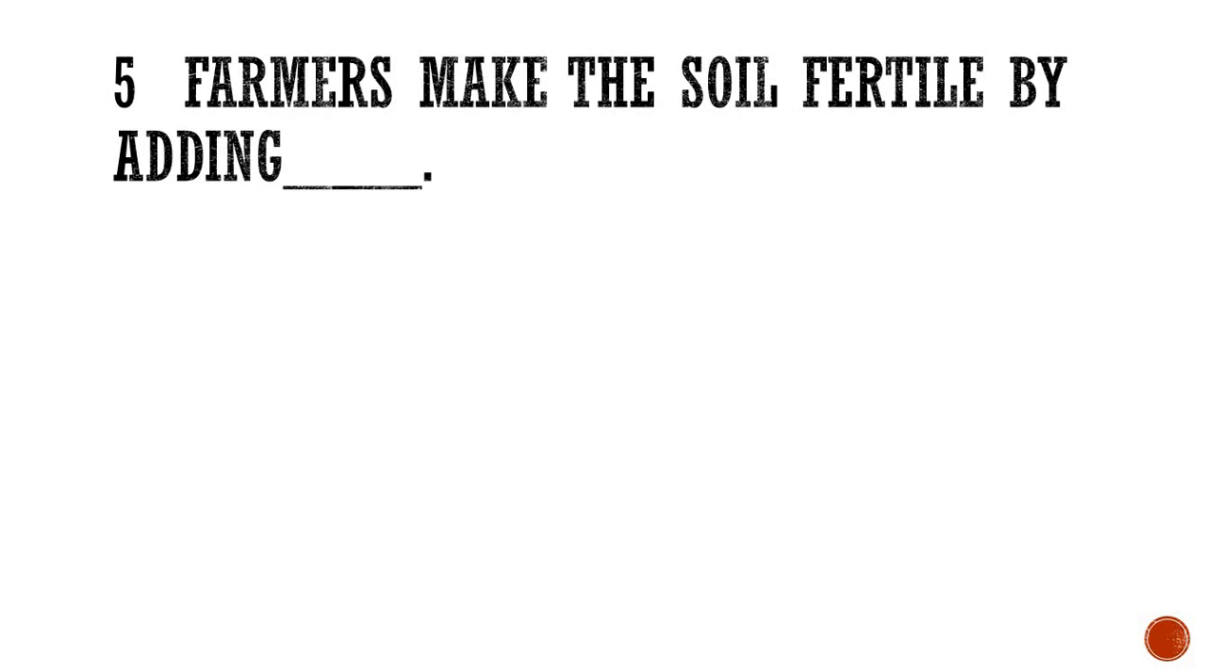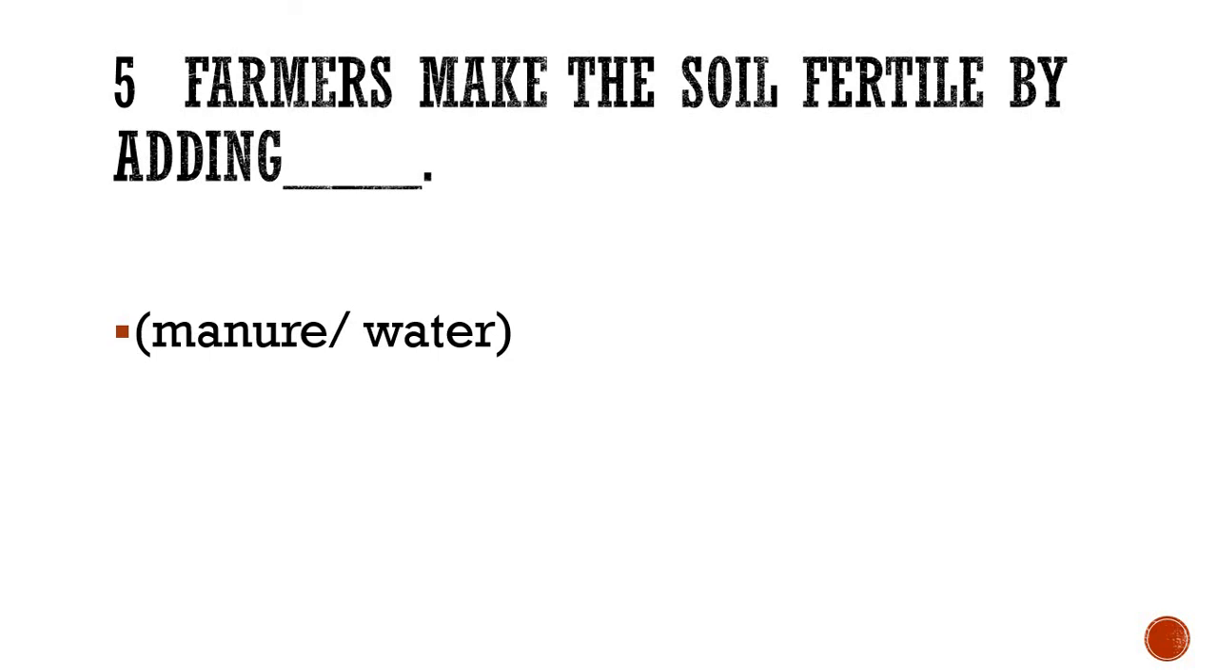Number 5. Farmers make the soil fertile by adding dash. See students, this is what we have discussed in a previous lecture as well, but in a different form. So if you have watched my lecture, you will be able to answer this one properly. So options are manure or water. Is it manure or is it water? Please select the answer and write it down, whichever you feel is the correct one.